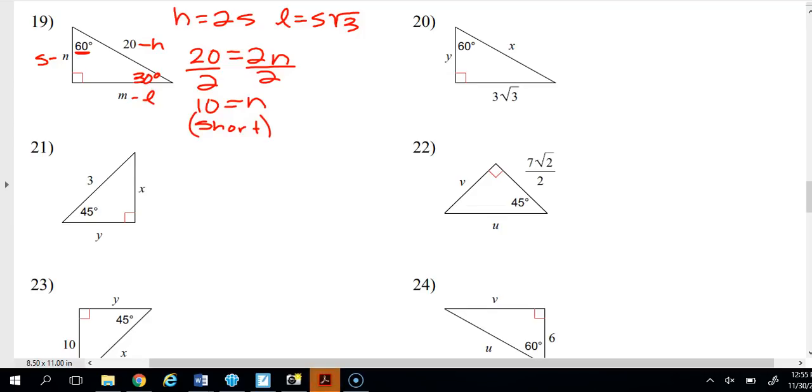So our long leg here was m, and our short leg was 10. So then we just plug that into the formula, and then we have m. So n was 10 and m was 10 radical 3.